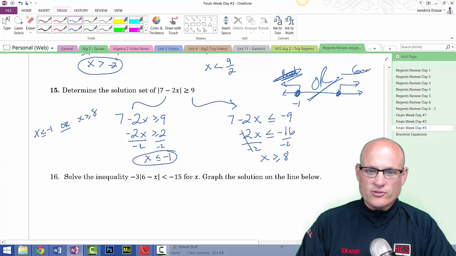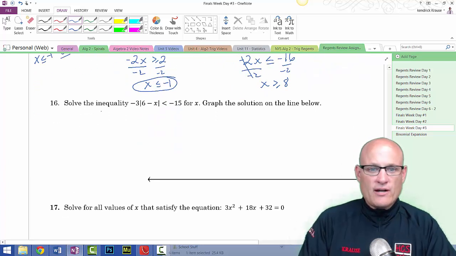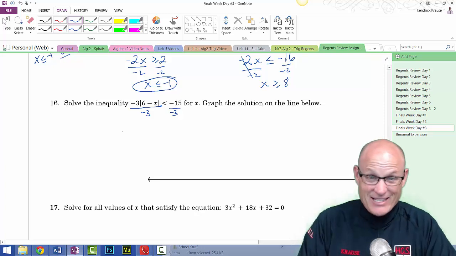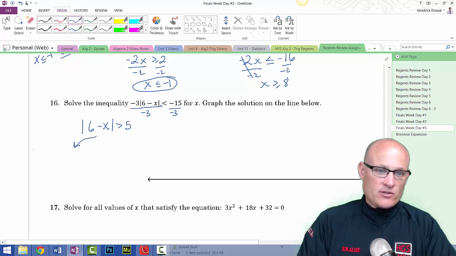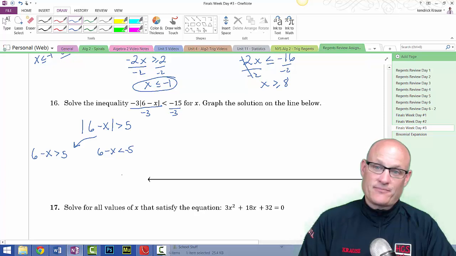All right, this one's a little tricky. All I got to do is solve it and graph it. So divide by negative 3. We've got to isolate the weird thing. Can't touch this until you do. But because you divided by a negative, that sign has to flip. So it's going to be 6 minus x is greater than 5. Now you split it up. 6 minus x is greater than 5, or 6 minus x is less than negative 5.